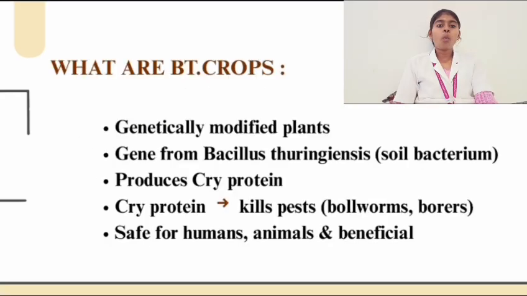Next, we can see what Bt crops are. Bt crops are genetically modified plants. The plants produce natural insecticides like Cry proteins. The plants are introduced with genes from a soil bacterium called Bacillus thuringiensis. This bacterium produces a special protein called Bt toxin, which is deadly to insect pests, but is completely safe for humans, animals, and most beneficial insects.